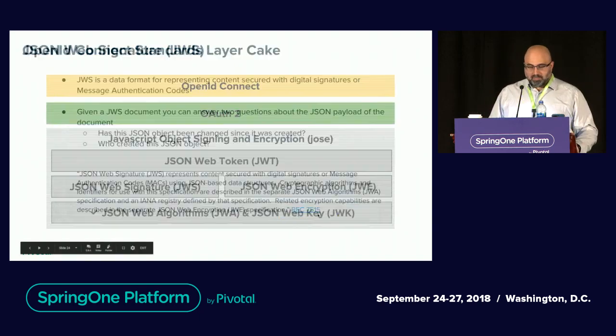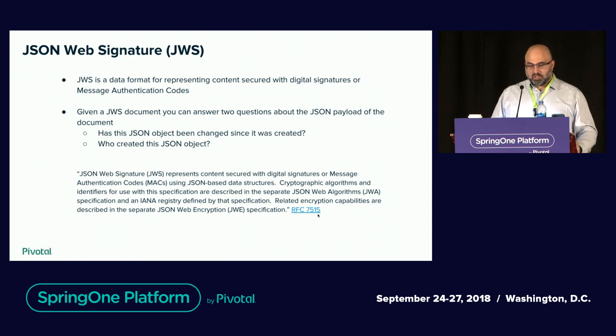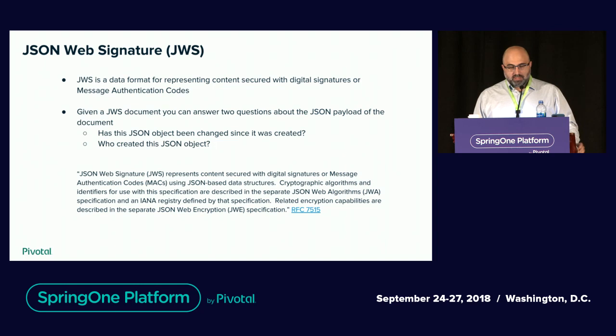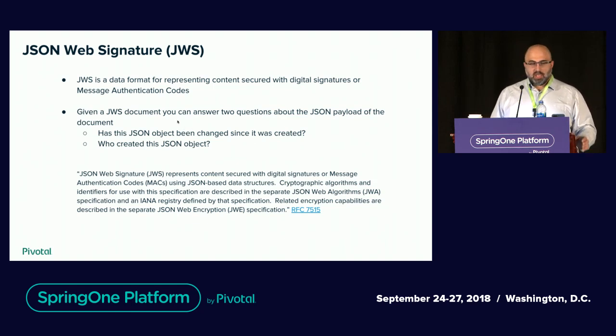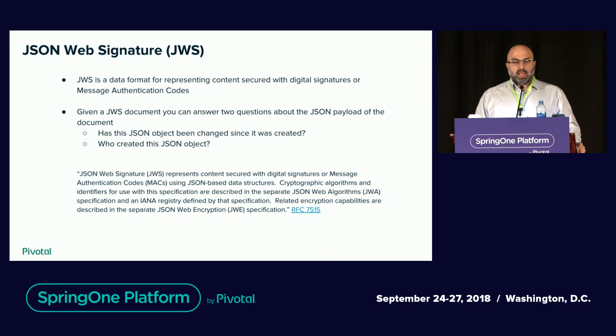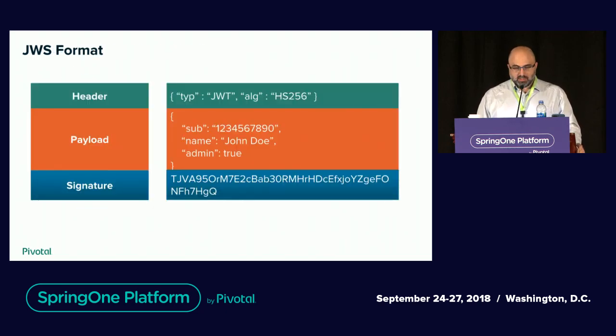The next piece up is the JSON Web Signature. Now this one is very interesting, and it's basically a way for you to know if somebody's tampered with a JSON object. Right? So you can use it to answer two questions. If somebody gives you a JSON document, you can ask: has anybody modified this, and who actually created this? So let's take a look at this. Let's actually first do a demo.